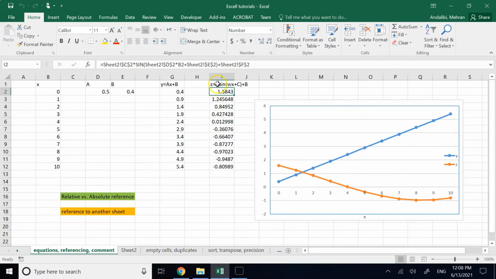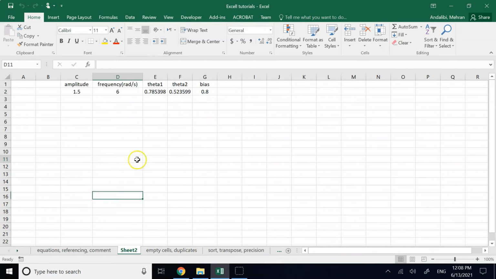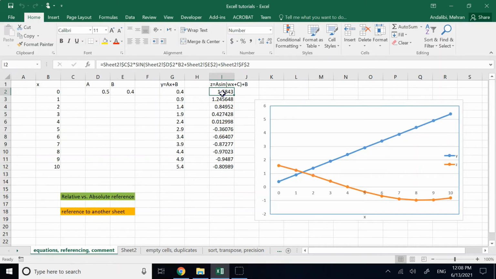let's say the first number is amplitude A, right? And amplitude is coming from where? It is coming from cell what? C2, but in what sheet? In sheet number 2. C2 in sheet 2. So look how I'm referring to it. Look here. Sheet 2, exclamation mark, and then cell C2.